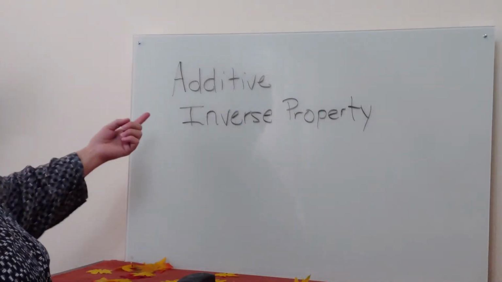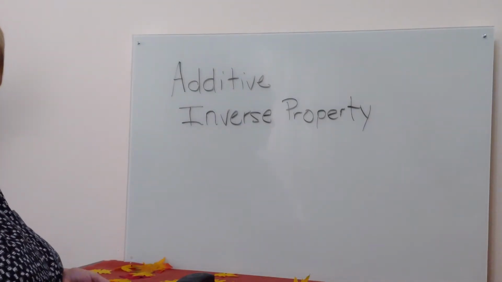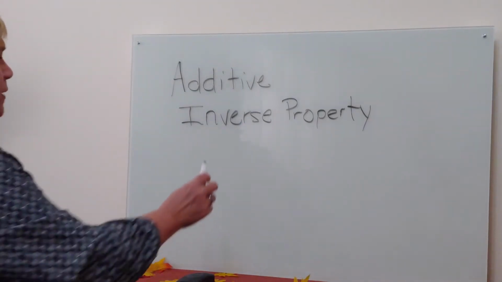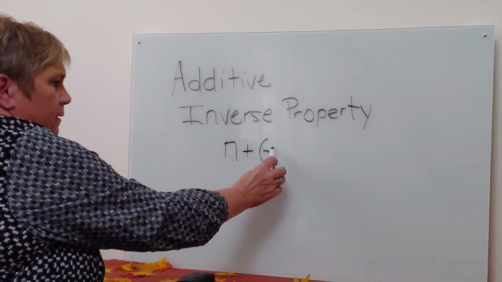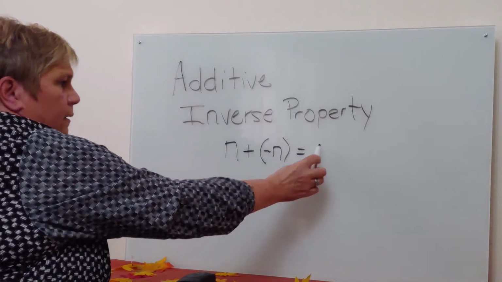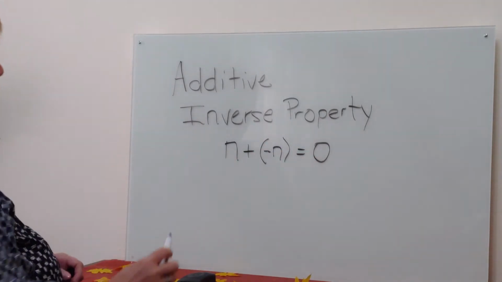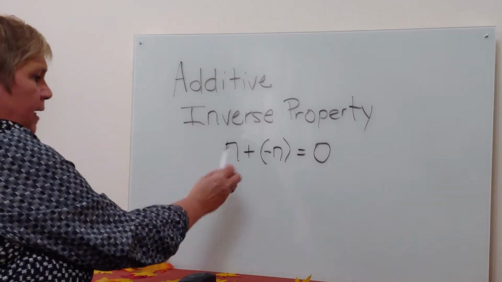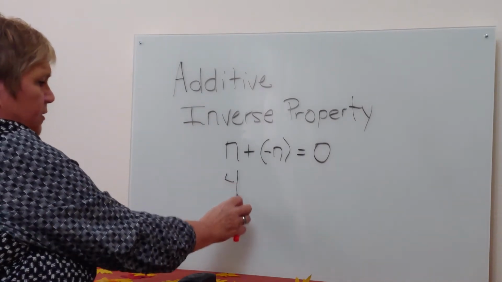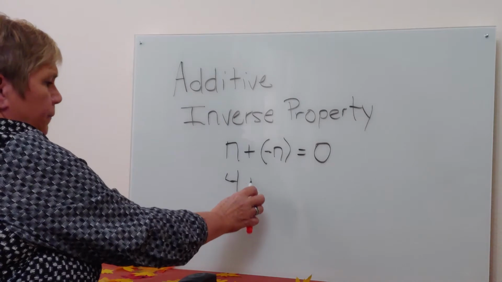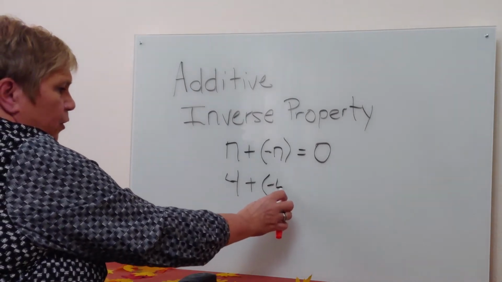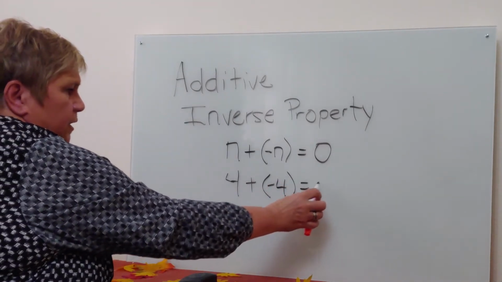The next property we'll go over is the additive inverse property. This is one of my favorites. Any number plus its opposite equals 0. So what this is saying is any number, so we'll take 4 again because that's one of my favorite numbers, plus negative 4 equals 0.